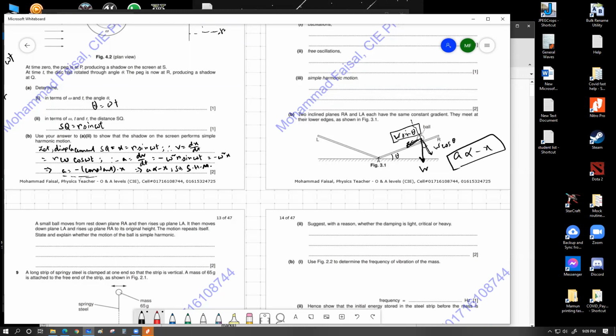Try to appreciate this information. Whether your ball is over here, or over here, or over here, this W sin theta, the magnitude of this force, is actually not changing. And basically force equals ma. So this whole expression equals ma. If we just divide this by the mass of the ball, you get the acceleration.